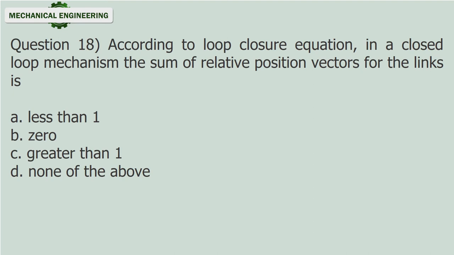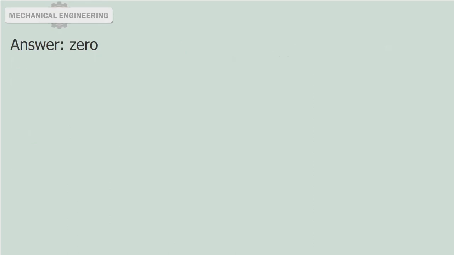Question 18. According to loop closure equation, in a closed-loop mechanism, the sum of relative position vectors for the links is A. less than 1, B. 0, C. greater than 1, D. none of the above. Answer: 0.